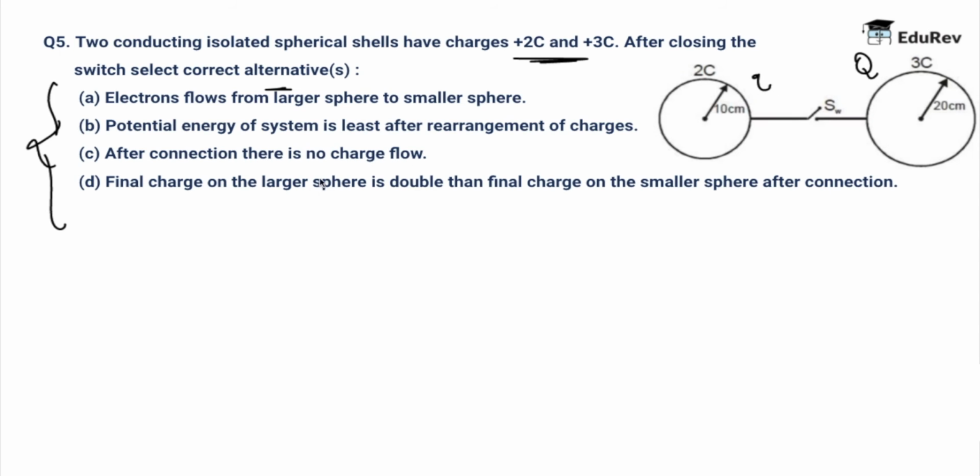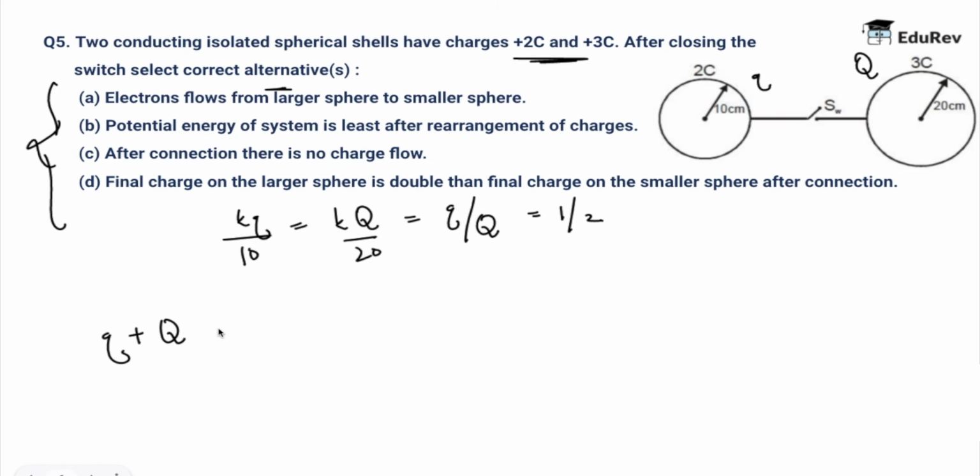Therefore, Kq by 10 will be equal to KQ by 20. That is q by Q equals 1 by 2. Now, since the charge of the system is always conserved, can I write that q plus Q is equal to 5? That is, q equals 5 by 3 and Q equals nothing but 10 by 3. Now, the charge on the larger sphere increases, that is, electrons move from the larger sphere to the smaller one. Also, the potential energy of the system is least in this charge distribution. So, the options which are correct are going to be A, B and C.